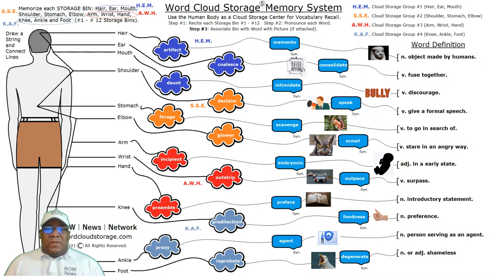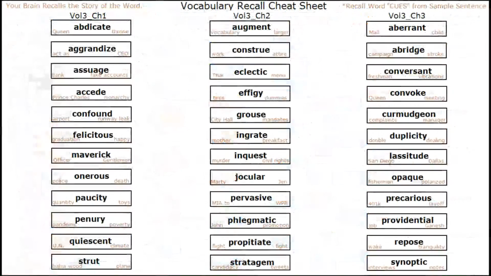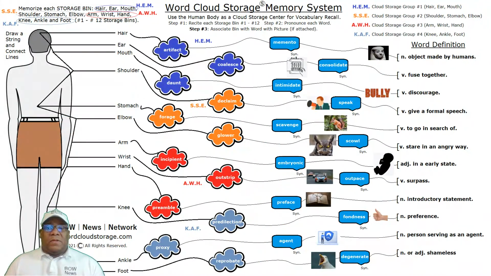Memento is a synonym, and just to touch base on these four color groups, the blue group is the HEM group: hair, ear, and mouth. The orange group is the stomach, shoulder, and elbow group. The red group is AWH, standing for arm, wrist, and hand. We assign these to storage bins so that you can make the correlation between the different body parts, coupled with the color of the cloud that the word is in, and then mapped over to its synonym along with a picture word association, and combined with our vocabulary recall cheat sheets, which take two keywords from the sample sentence itself. The whole idea is to have a pretty complex and very powerful and effective mnemonic system that we employ here to help you remember the words.